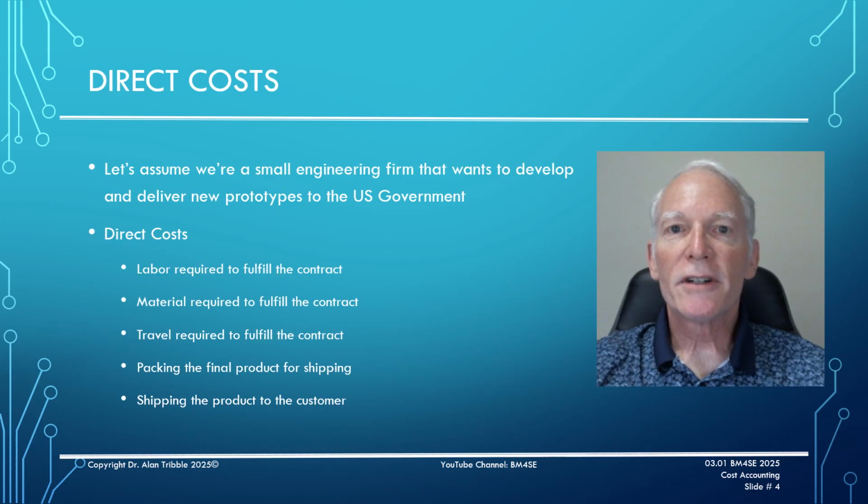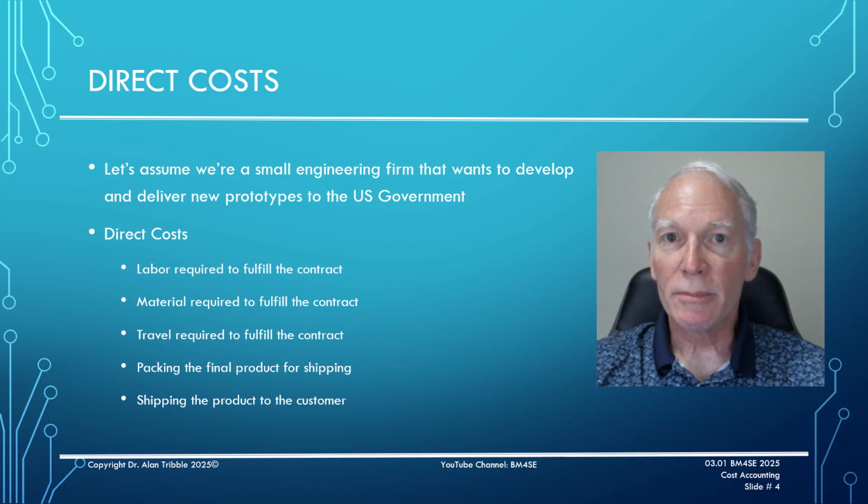Let's take a look at a very different example. Let's assume we're a small engineering firm that wants to bid on a proposal to the U.S. government to develop and deliver new prototypes in response to their request for proposal. The direct cost would include all of the costs directly associated with developing and delivering those prototypes. For example, labor, materials, travel, even packaging and shipping.